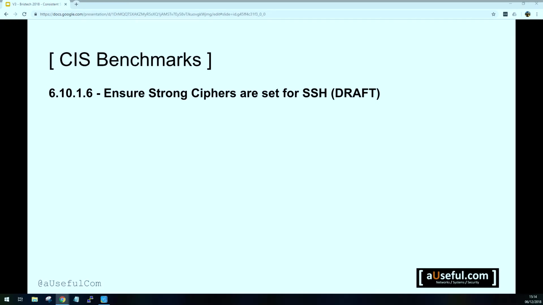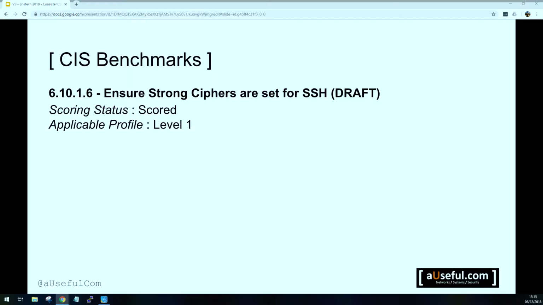So each recommendation has a reference number. This is 6.10.1.6. Now, that's just because we have quite a few subsections because I arranged the JUNOS benchmark hierarchically to match the configuration. So this is just the 6th recommendation under the Edit Systems Services SSH hierarchy. Each recommendation then gets a straightforward title, and these follow the same basic format. So in this case, we aim to ensure that strong ciphers are set for SSH.